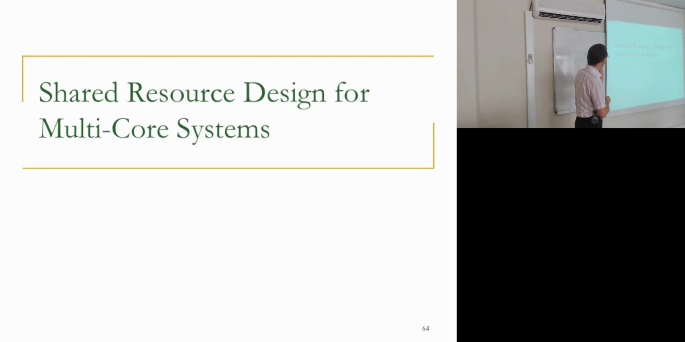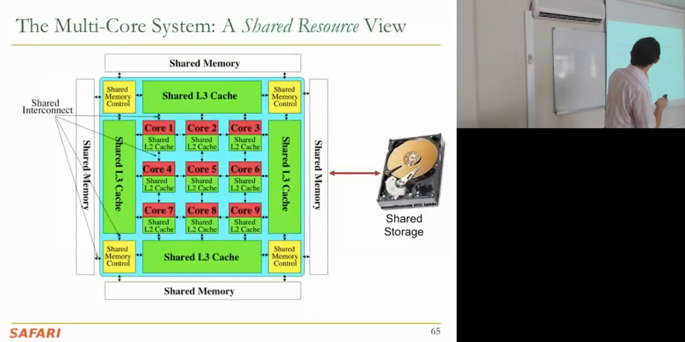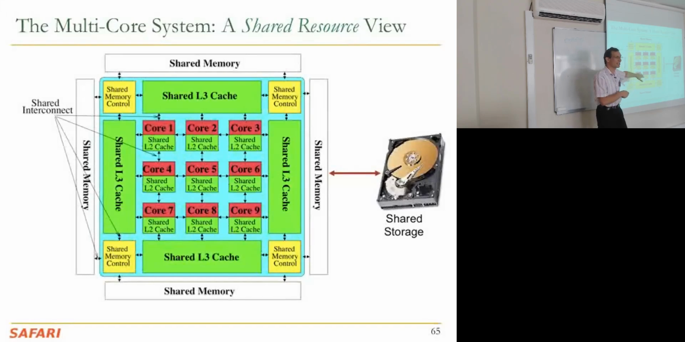Okay, now we can move on to shared resource design for a multi-core system. This is a very exciting area, and there are lots of works to cover. I don't think we'll be able to cover all of them. If you look at a multi-core system, these cores are supposed to be red, but the red part is very small. If you look at most of the system, most of it is really shared resources. And the design of them is very critical for the performance.